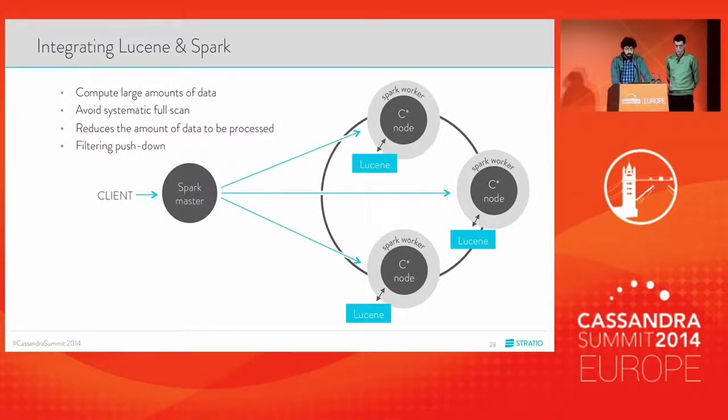Since our indexes are very expressive, their integration with Spark allows Spark jobs to retrieve from Cassandra only the information that you need. It avoids the unnecessary reads produced by the usual systematic full table scan. And it greatly reduces the amount of data to be processed, speeding up the jobs.